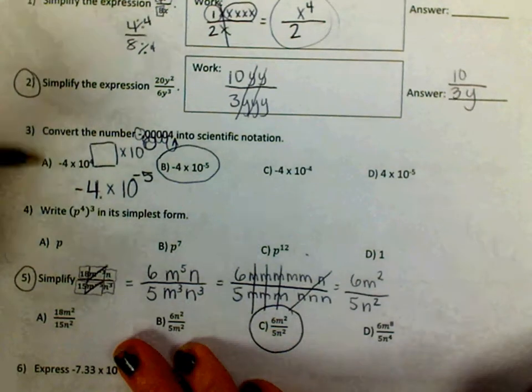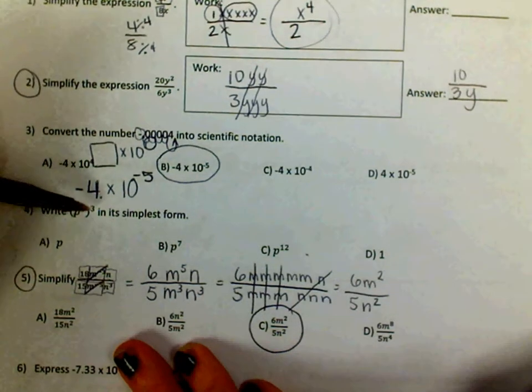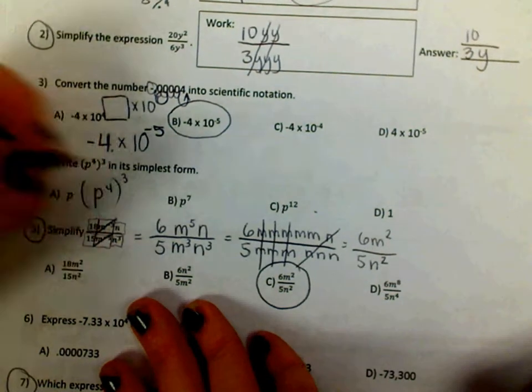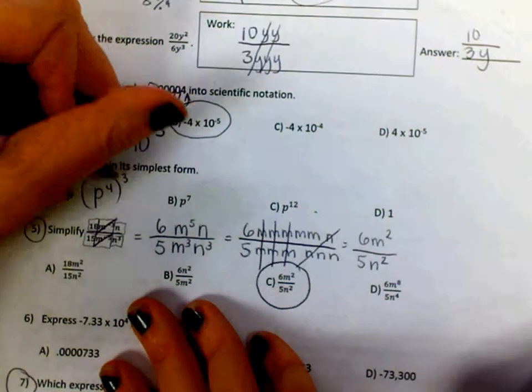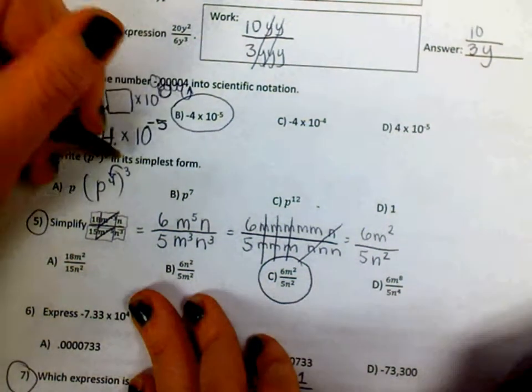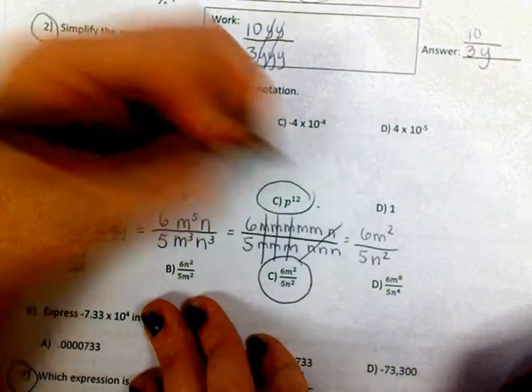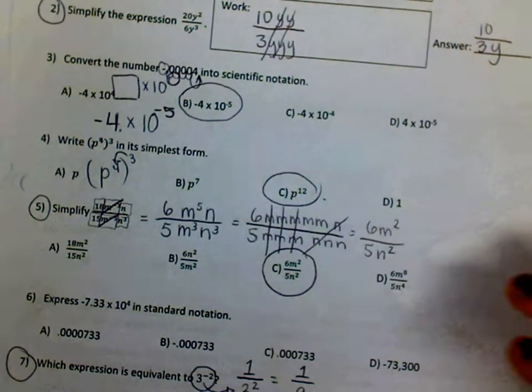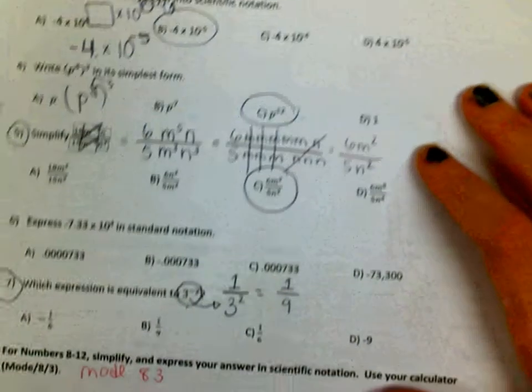Okay, number 4, p to the fourth power raised to the third power. Remember, when you have an exponent outside of the parentheses, you need to distribute it and multiply the exponents. 4 times 3 is 12, so that's p to the 12th power. Okay, number 5 we did in class.